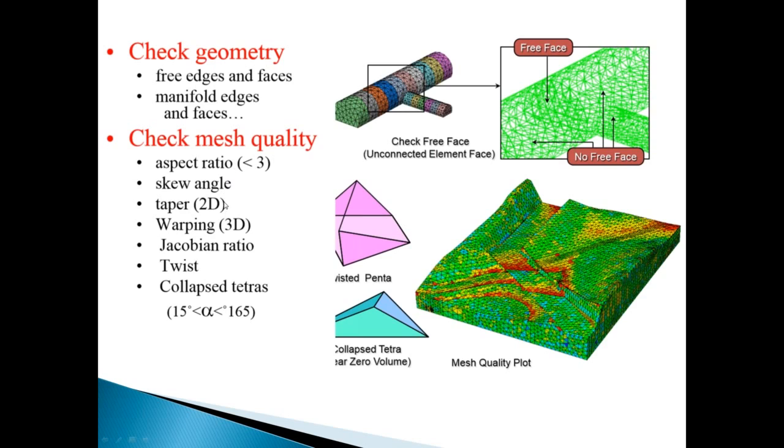So these are just a few things that you need to be aware of: the skewed angles, warping, twists. But once again, because midas GTS has been developed to be more user-friendly, typically you can avoid all of these problems just by using the automatic meshing features, which I'll show you.